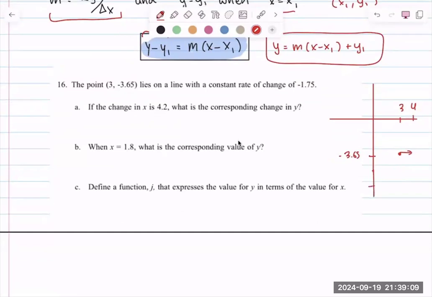So this will be, I cannot do math that fast, let's see, negative 3.65 minus 1.75, so negative 5.4. This change in y is negative 1.75 times as large as our change in x, which was 1. And so we'd have something that looks like this.